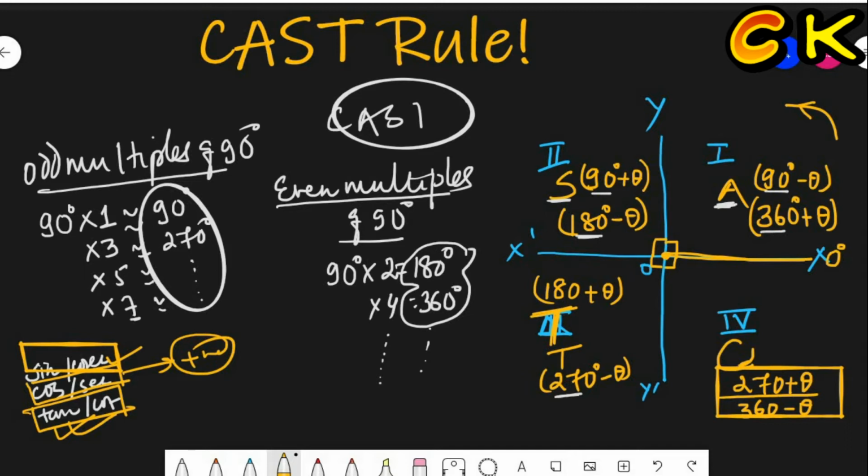Similarly, cos in the second quadrant, can you say? Yes, cos in the second quadrant also is negative because in the second quadrant only sine and cosec are positive. So this you should remember.